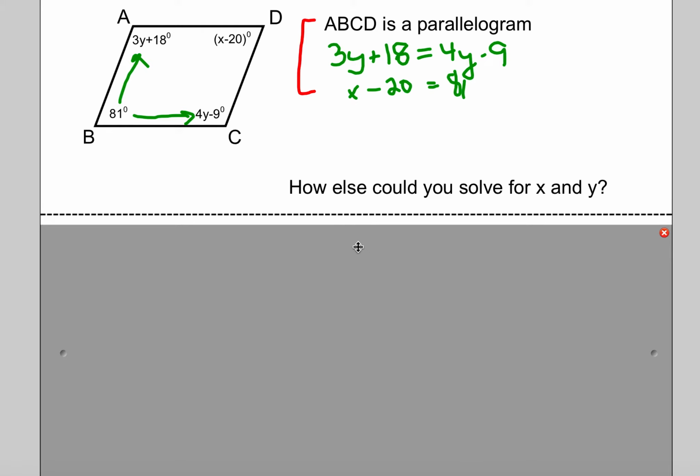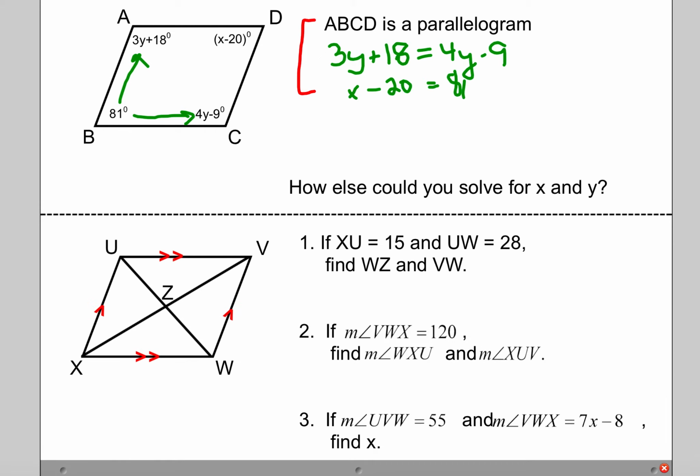Okay, and then I'm going to introduce this problem and I'm going to have you do it on your own. If XU is 15 and UW is 28, then find WZ and VW. Here's that on the picture. Here's XU. If XU is 15 and UW is 28, then it's asking you to find WZ and VW. And then you'll work your way through this problem. I want you to go ahead and do 1, 2, and 3. And when we go to class on Thursday, this is the first thing that we will do.